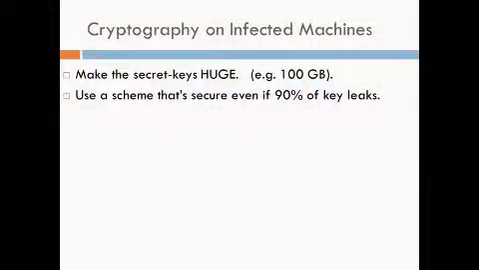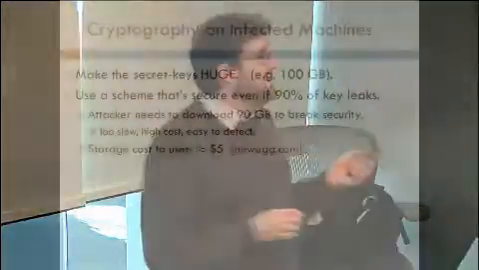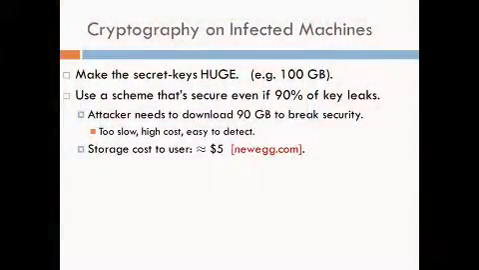An idea that's interesting for how to do this is to just make the secret key huge. Make your secret keys like 100 gigabytes, and then use a scheme that's secure even if 90% of the key leaks. Here's why that might be useful. In order to break the scheme, the attacker would need to download at least 90 gigabytes of information. That might be hard to do because bandwidth is too slow, or it would cost too much, especially if you wanted to do this attack on a very large scale, downloading 90 gigabytes from each compromised machine. Or it might just be easier to detect the leaking of 90 gigabytes of data. On the other hand, the storage cost to the user for storing 100 gigabytes is really not that large. It's like $5, using Newegg estimates.